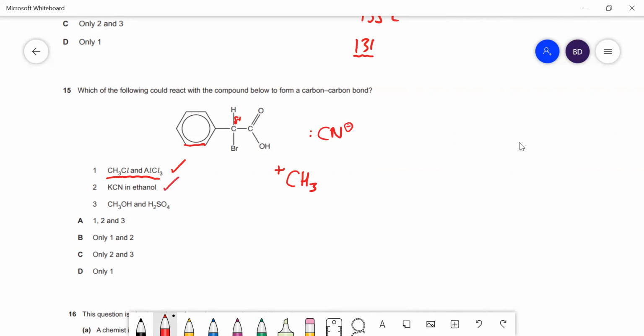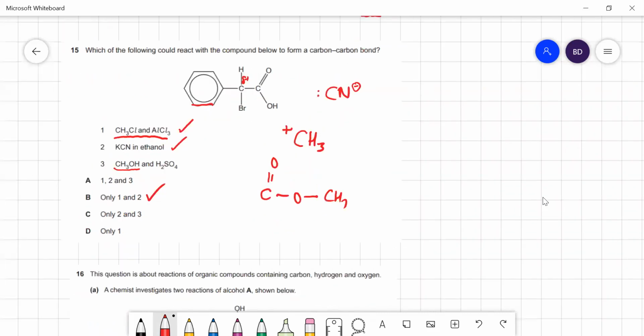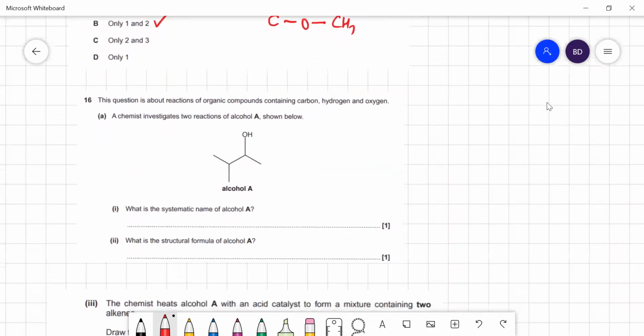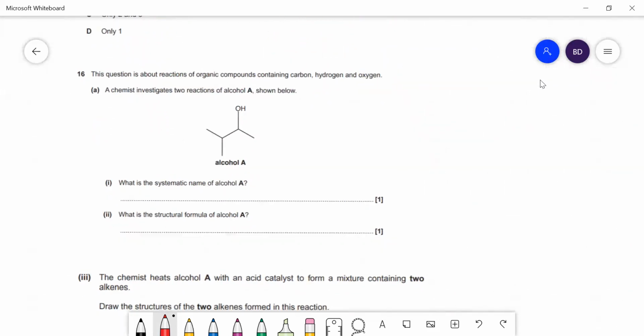So that's right. Now methanol and sulfuric acid, that's going to make an ester linkage here. And with an ester linkage you don't form a new carbon-carbon bond, you form a new carbon-oxygen bond. So that's not right. So it's 1 and 2 for that. Okay, so this multiple choice section is finished now.